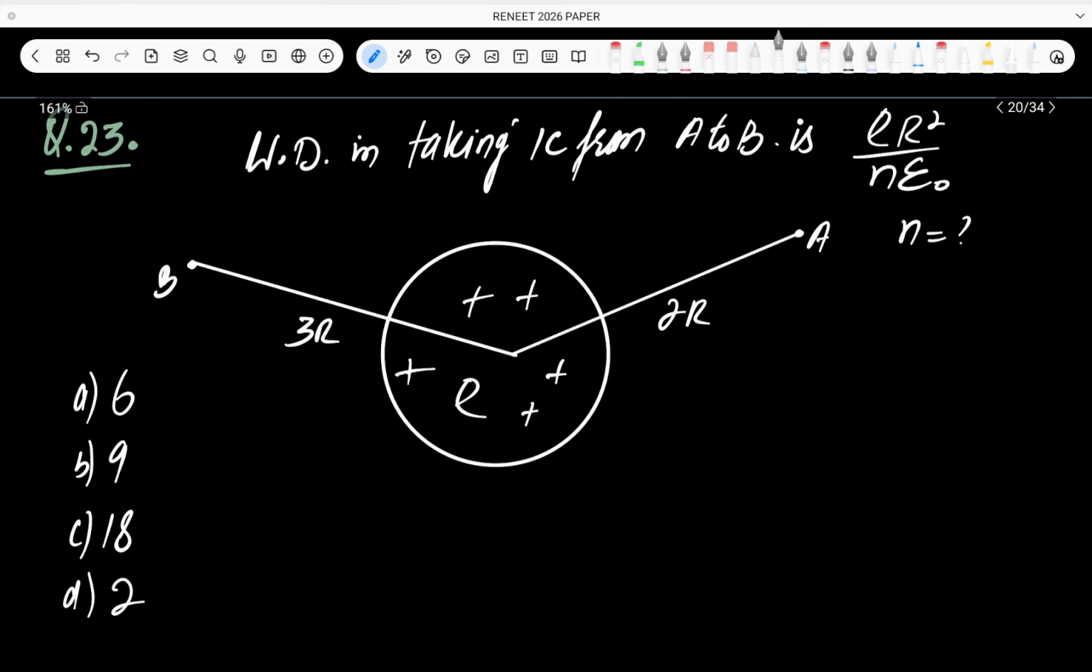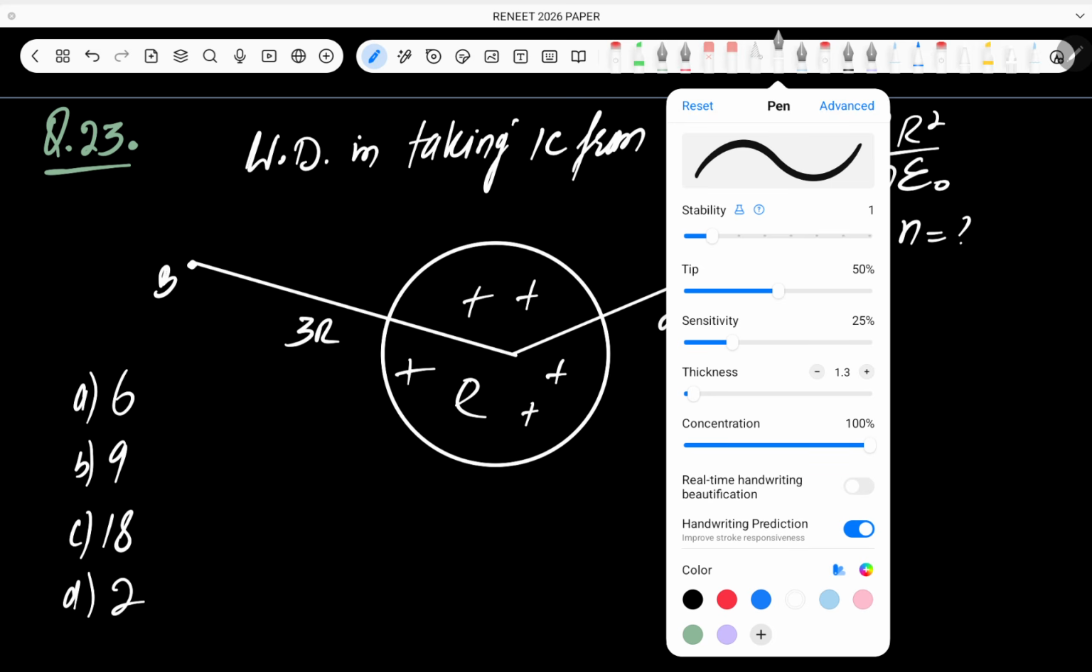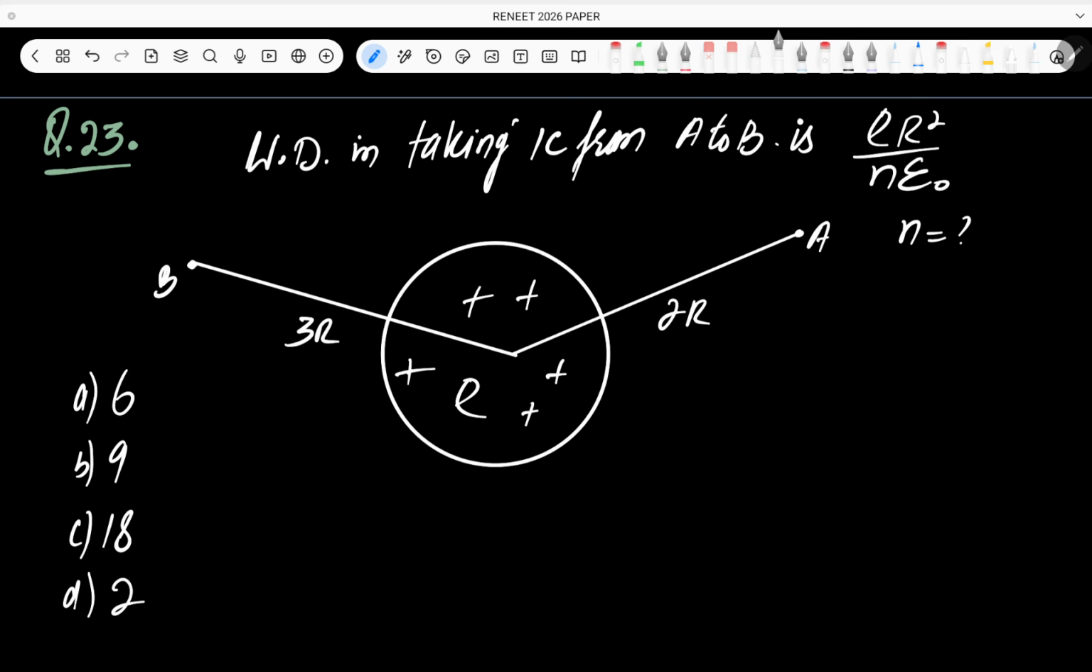Question number 23. Okay, this question is unlike a NEET question. It should have been asked in the JEE Mains or JEE Advanced rather. But it has come in NEET. So this question is a bit complicated. So you should pay attention here.